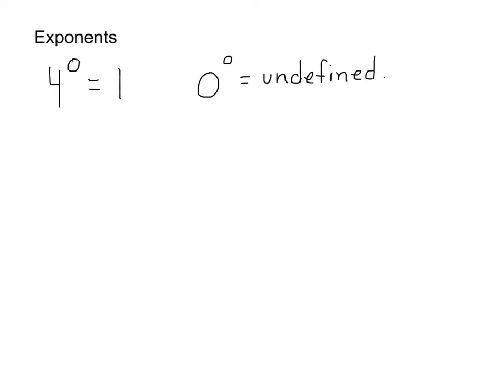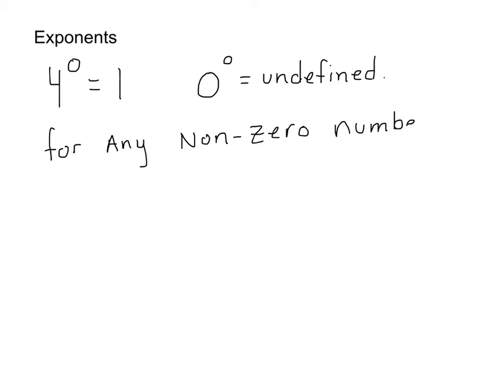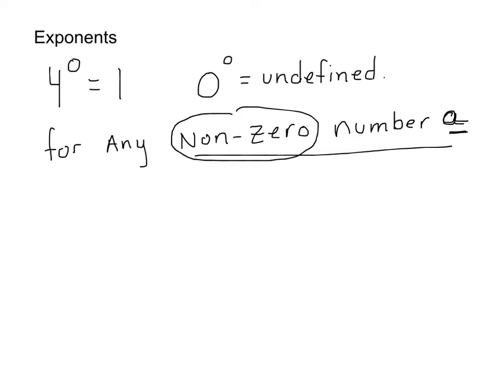So what we can tell ourselves is this. Let's make a rule. Let's say for any non-zero number A, okay, what that means is if I pick any A that is not 0, so any number other than 0, then A to the 0 power will always equal 1.